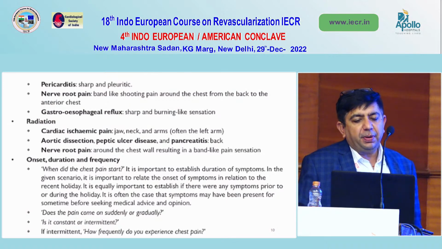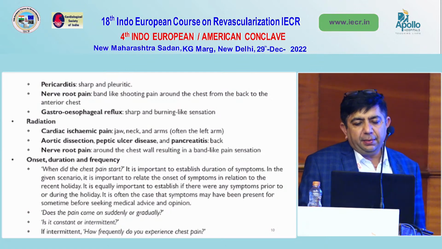Radiation of chest pain: cardiac ischemic pain generally radiates to the jaw, neck and arms. Aortic dissection, peptic ulcer disease and pancreatitis pain radiates to the back. Nerve root pain forms a band around the chest wall, a band-like pain sensation.